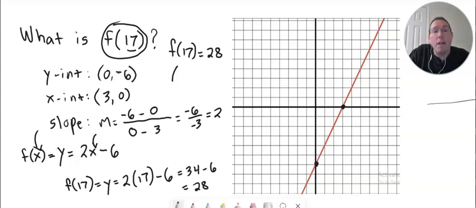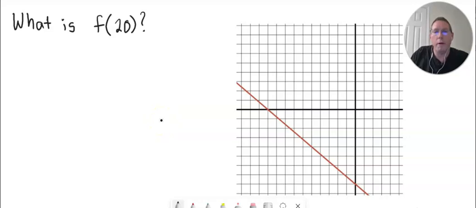And what that means is that the coordinate 17, 28 is on this graph. It's just all the way over there and all the way up way high, okay? All right, let's try another example just like this one.